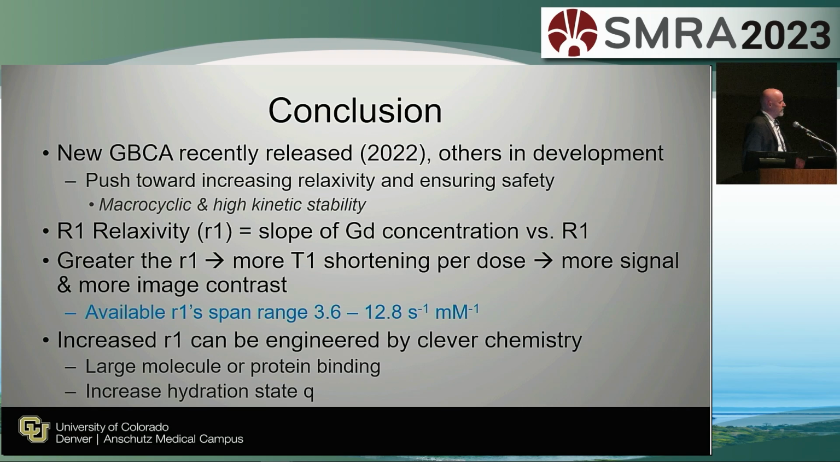The available contrasts now range from just about 4 up to almost 13, which is the one I've just told you about. And that increased relaxivity, I think, comes about by what I consider very clever chemistry. And it can be either done with a large molecule with protein binding or with the approach that Guerbet has taken by increasing this hydration number Q.